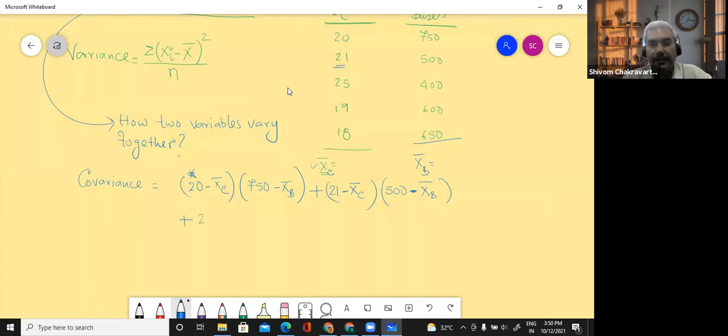So how will the next pair of numbers be? 25 minus x bar C. Actually, you can find out x bar C. All the numbers are given. So it will be probably an exercise. So 500 minus its mean.